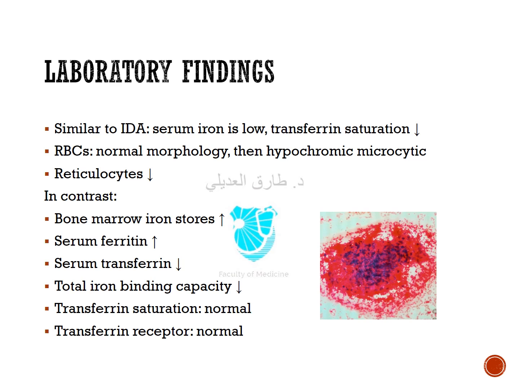So what is the difference between iron deficiency anemia and anemia of chronic inflammation? The most important thing is the bone marrow iron stores. In this disease it is increased. As you see in this picture it is very blue, from the low power you can see it with the naked eye, because it is full of iron.